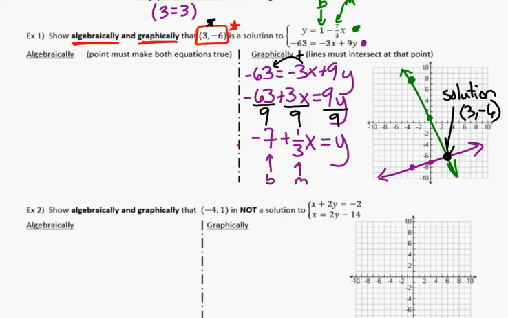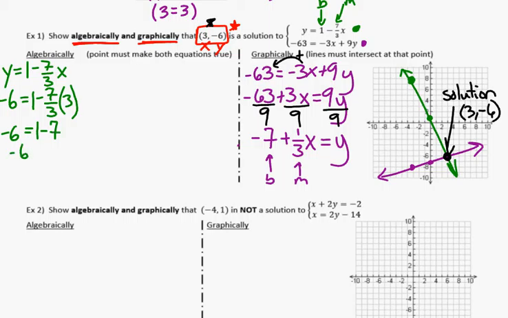Let's go back and confirm it algebraically. This is a little harder to see. If I check it in both, that means I have to start with one of them. So I'm going to start with y equals 1 minus 7/3 x. I need to go through and substitute the x and the y value in for x and y. Make sure you get them in the right place. It's easy to get them mixed up. So the y goes as negative 6, and then 1 minus 7/3 times 3. And just do a little bit of math. On the left-hand side, it's negative 6. On the right-hand side, 7/3 times 3 is 7.